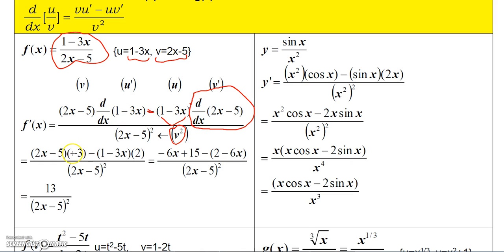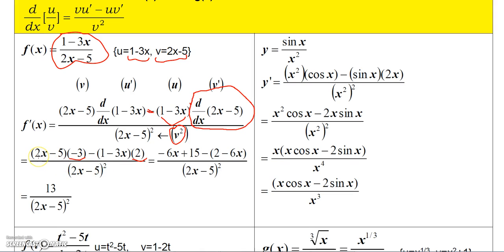And now in the next step, I'm going to calculate these two derivatives that I didn't do in the first step. So the derivative of 1 minus 3x, that's minus 3. And then the derivative of 2x minus 5, that's 2. So I put those in their appropriate spots. And then don't forget it's divided by 2x minus 5 quantity squared.